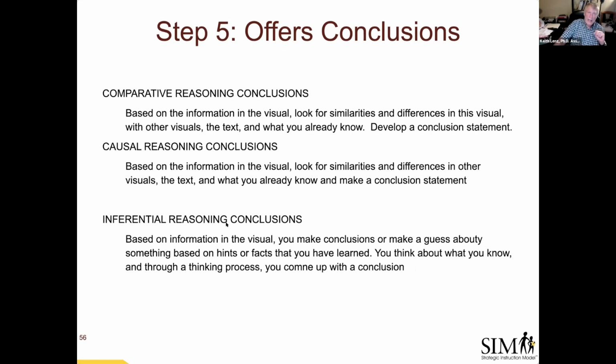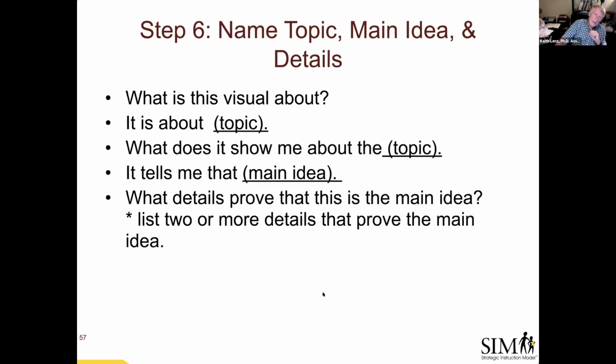What things would be reasonable to compare? Could you compare what was going on when this space flight took place versus when this space flight took place? What could you conclude about the order of space flights? So you begin asking questions about comparison, likes and differences, causes, and inferential reasoning. Then finally, you get down to step 6. What is this visual about?